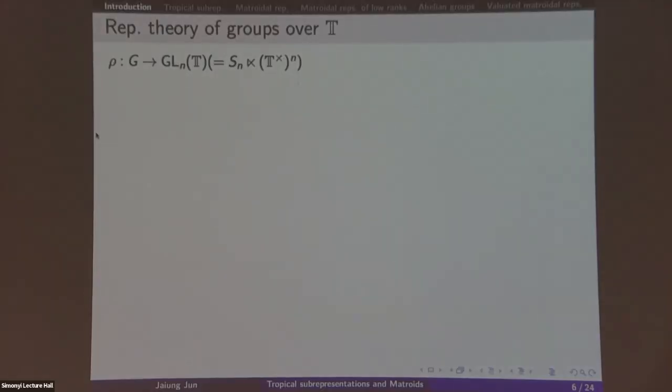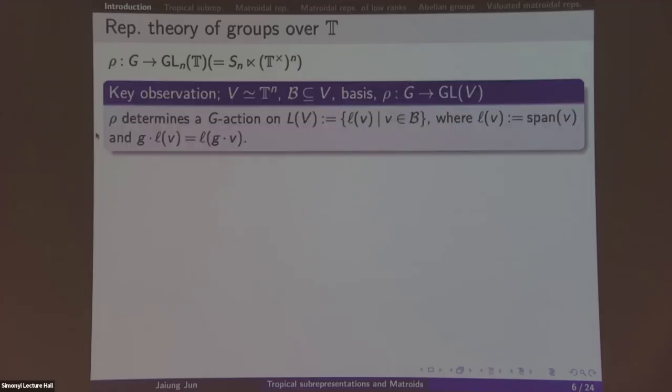All right, so let's see what happens if you take the most naive approach of the vector space being T to the N. If you look at the representation theory of groups over T, it's pretty much like a monomial representation. So a representation in this case is just a homomorphism from a group G to GL_N. And one key observation one can make is that this homomorphism rho determines G actions on this L_V, what we call the set of basis lines.